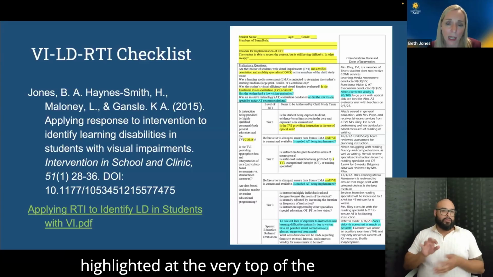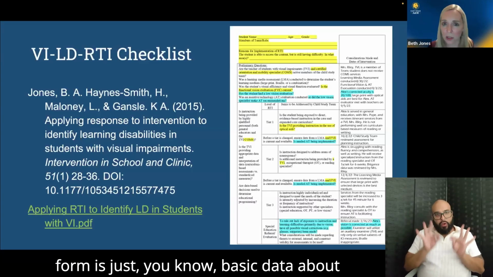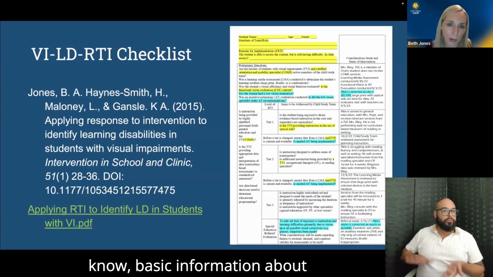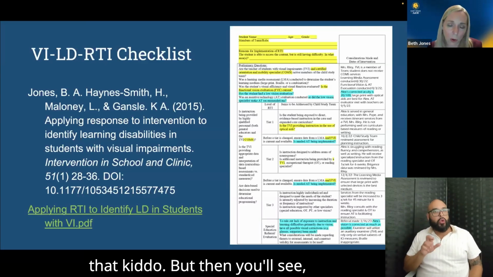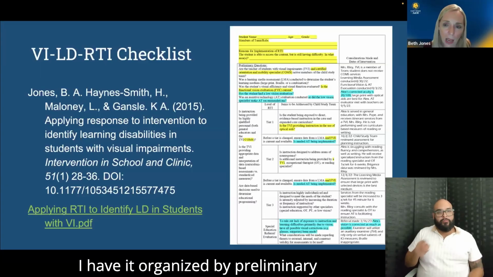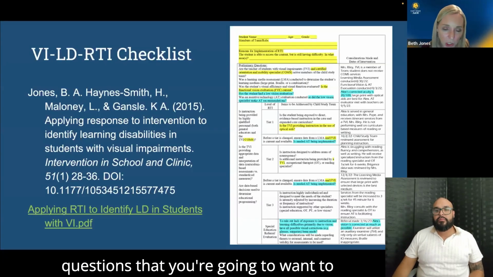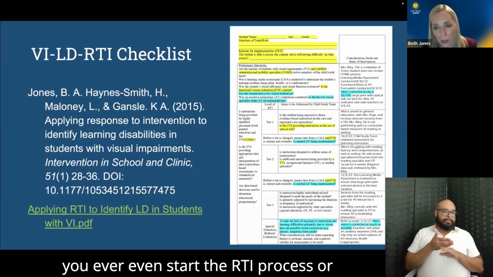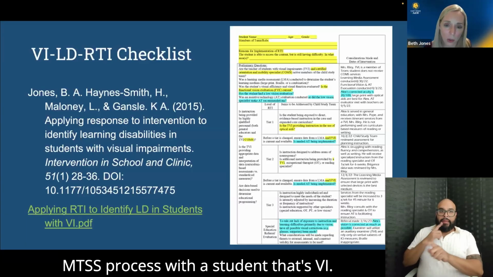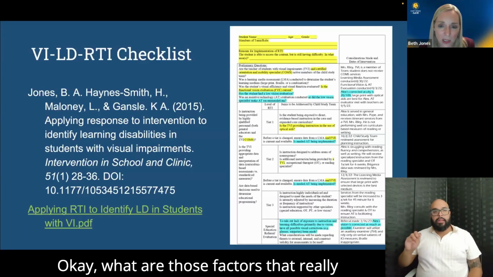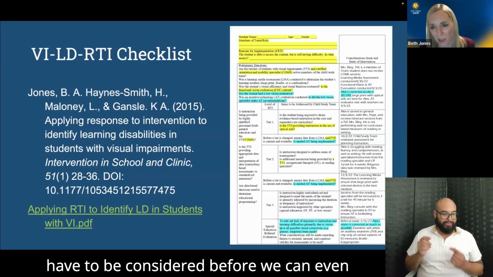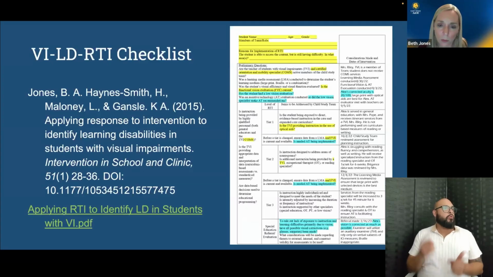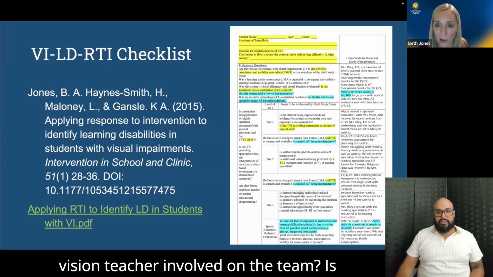And so that's what's highlighted at the very top of the form: just basic data about the student, age, sex, gender, basic information about that kiddo. But then you'll see I have it organized by preliminary questions that you're going to want to ask and make sure are addressed before you ever even start the RTI process or MTSS process with a student that's VI. Okay, what are those factors that really have to be considered before we can even say we're ready to move on through RTI? And some of those would be, is a vision teacher involved on the team?